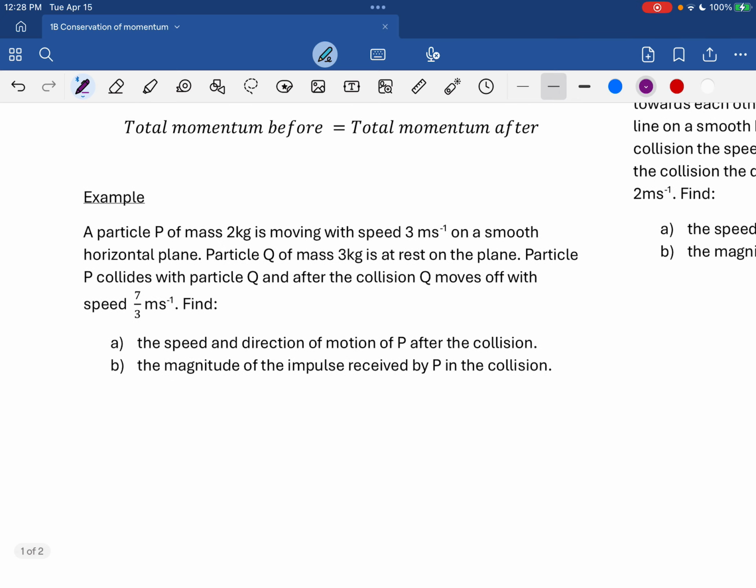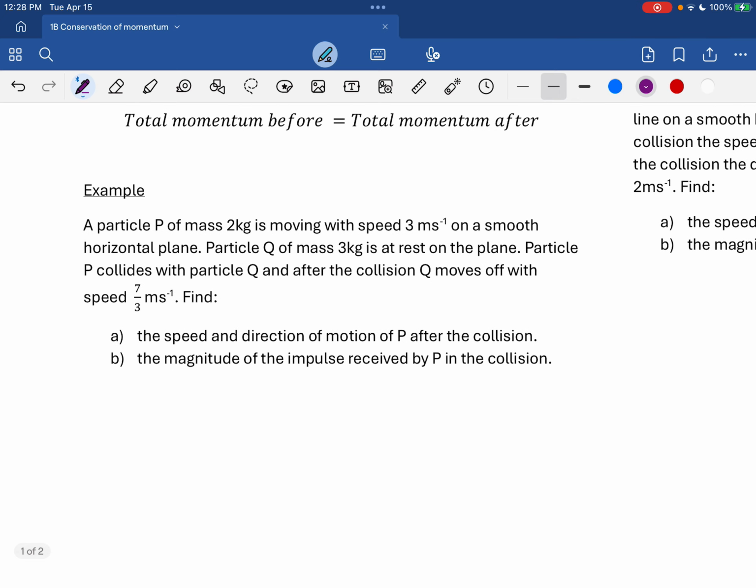So this very first question, you have a particle P of mass 2 kilograms. It's moving with a speed of 3 meters per second on a smooth horizontal plane. Particle Q of mass 3 kilograms rests on this same plane. Particle P then collides with Q, and after the collision, Q moves off with a speed of 7/3 meters per second. So first thing we're going to do is draw a little diagram to represent that so we can keep track of everything.